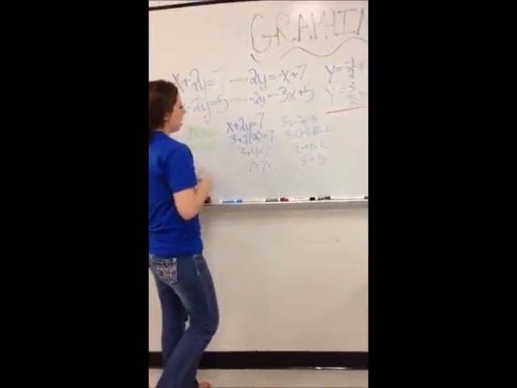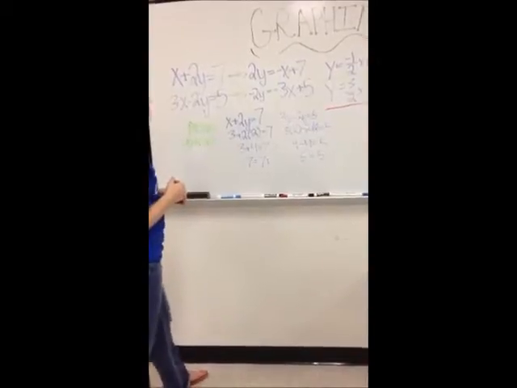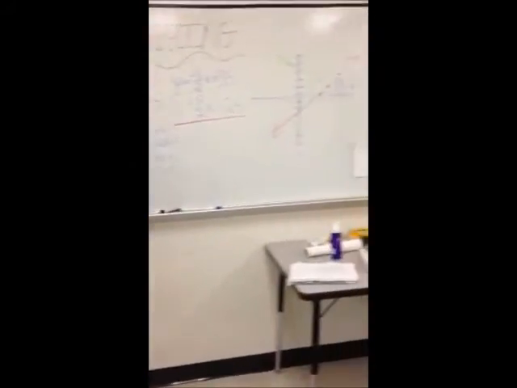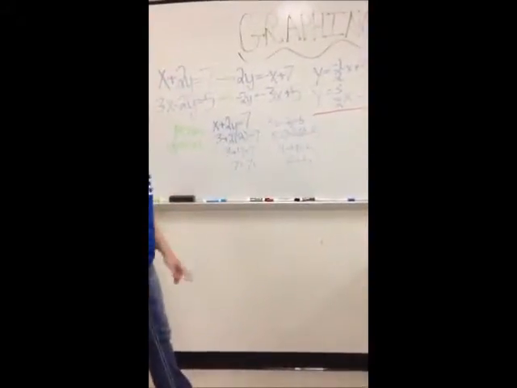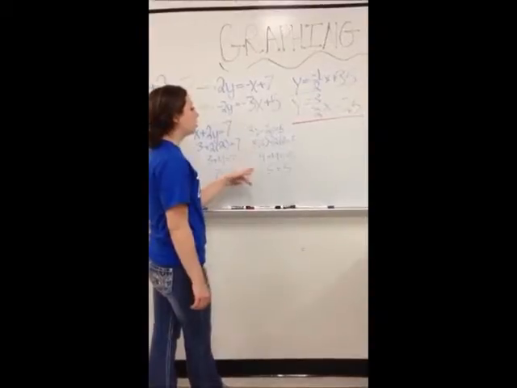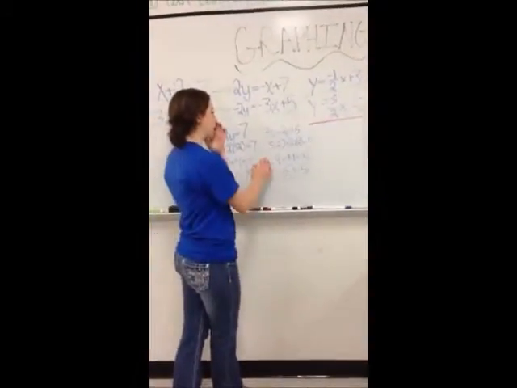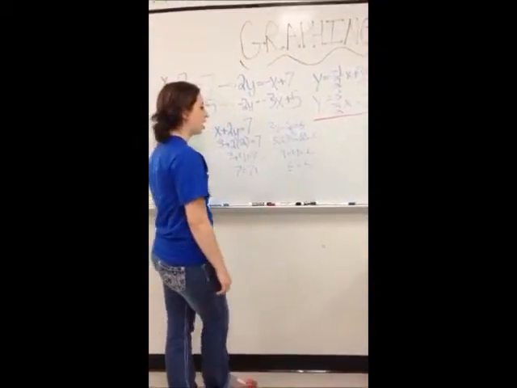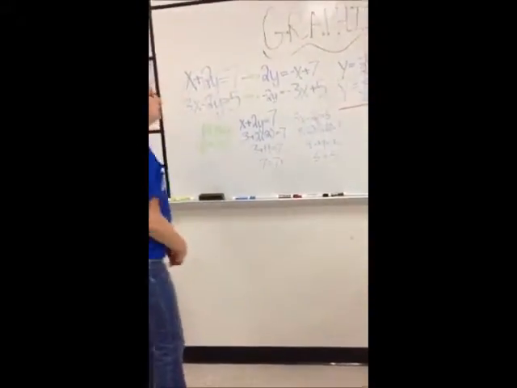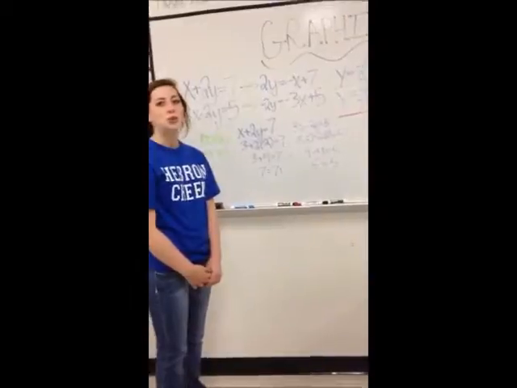And x plus 2y equals 7. You plug in the x and y value, and you get 7 equals 7. That's correct. And then for 3x minus 2y equals 5, you plug in 3 and 2 for x and y, and then you end up getting 5 equals 5, which is correct. So your solution is 3, 2.